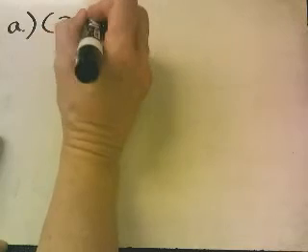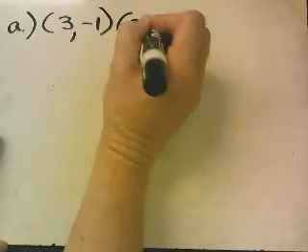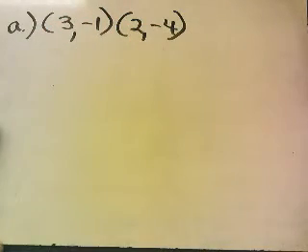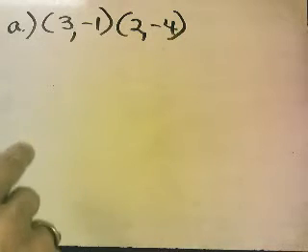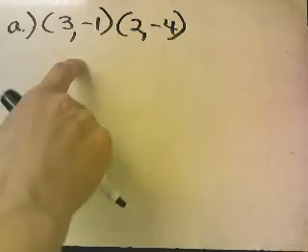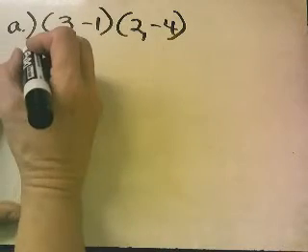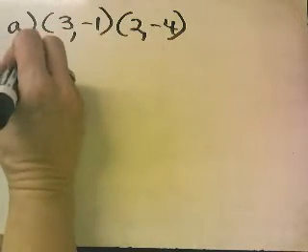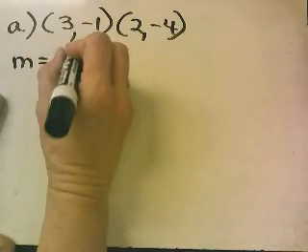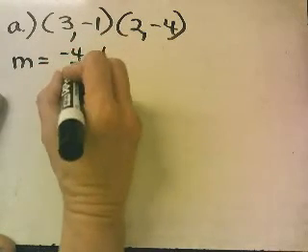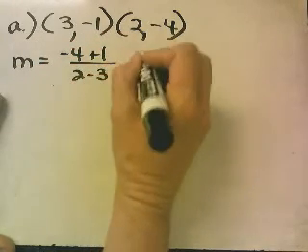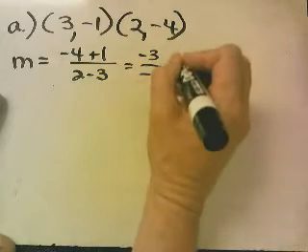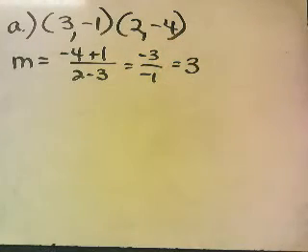So, checkpoint A gives you the points (3, -1) and (2, -4). I'm supposed to write the equation in standard form that goes through these 2 points. Okay, so first I find the slope. The slope equals (-4 + 1) over (2 - 3). So the slope equals -3 over -1, which is 3.